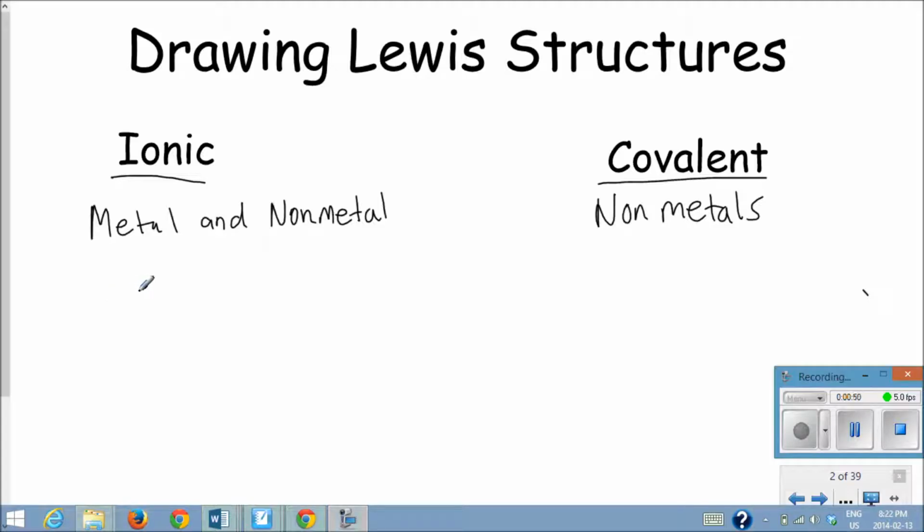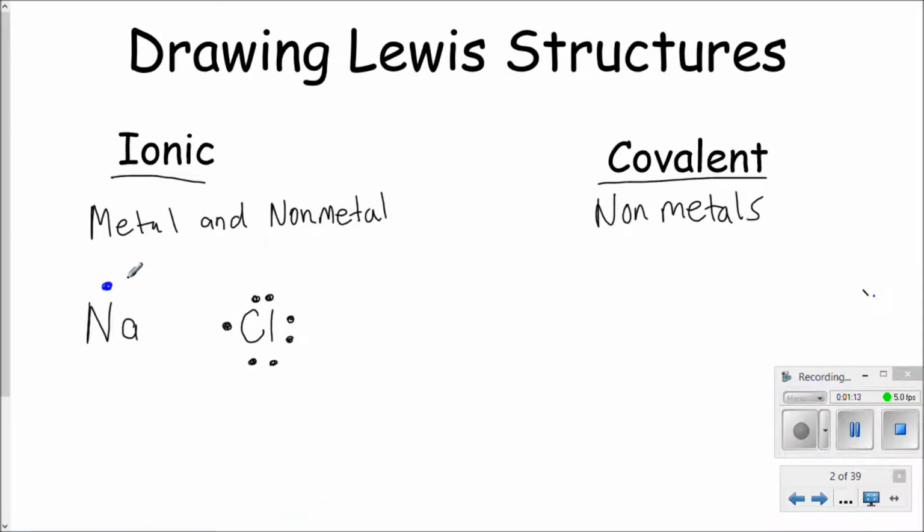Now, atoms want to have full shells. They want to be stable. And we can do this several different ways. For ionic compounds, we have a metal and a nonmetal. So I want you to think of metals because they lose electrons, and nonmetals because they really like electrons. Metals are weaklings, and nonmetals are bullies. Remember, metals want to give up their electrons to the nonmetals.